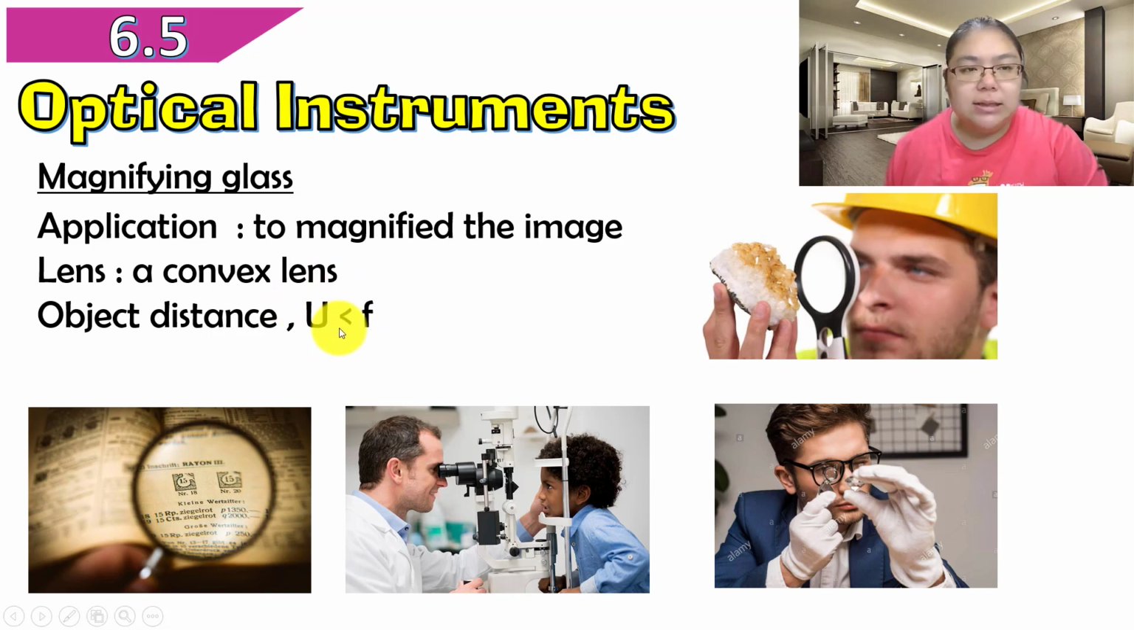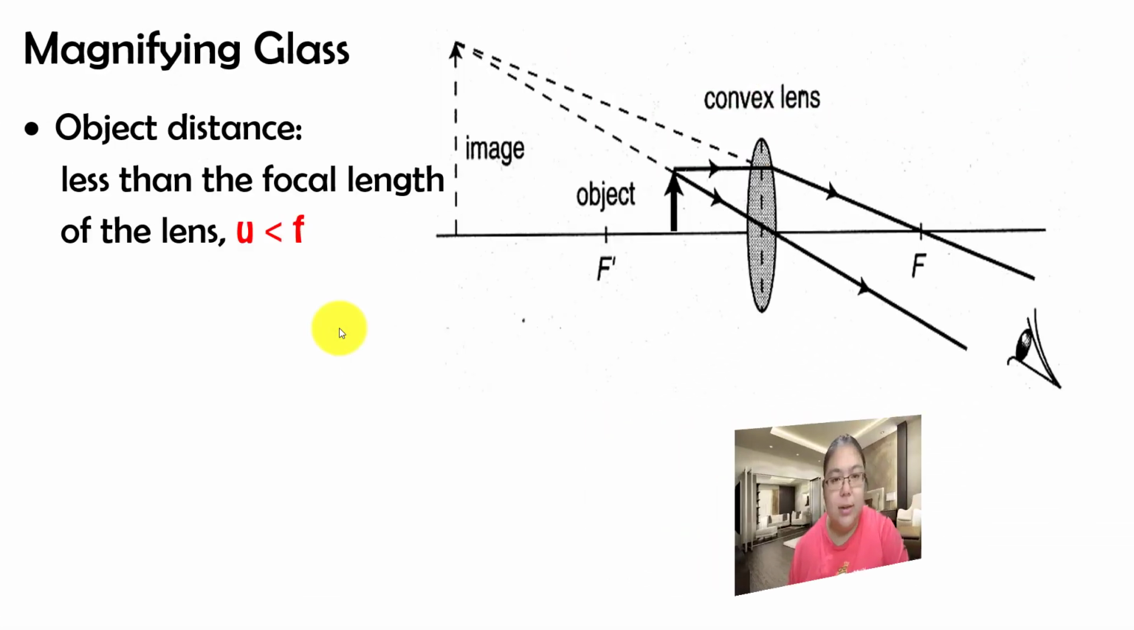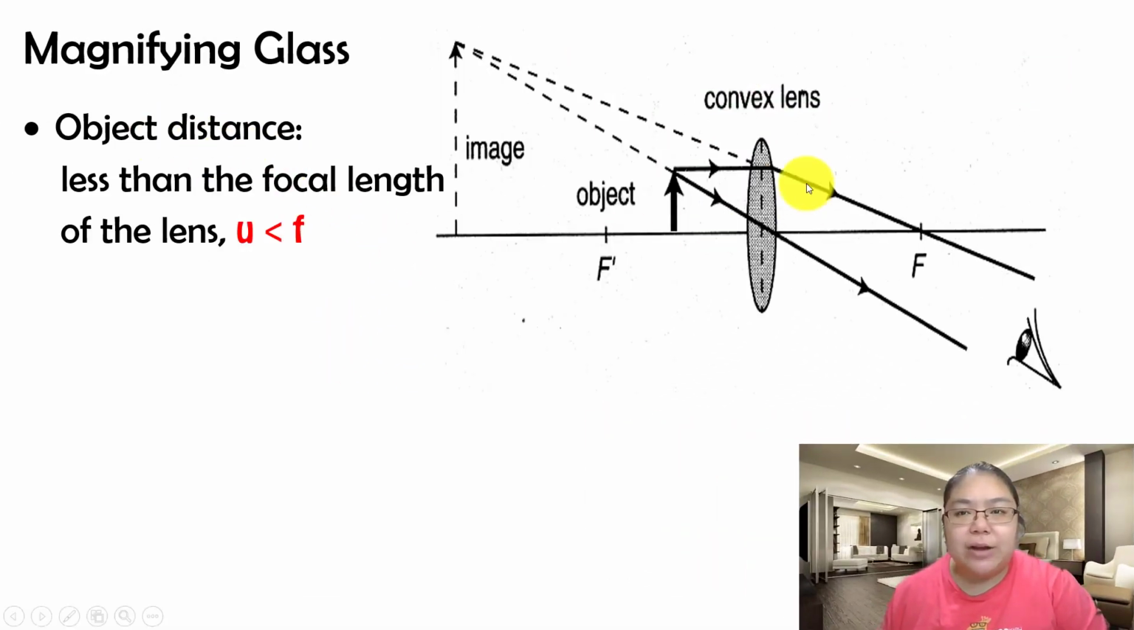Okay, let's see the next one. Now this is a diagram for the magnifying glass. Remember, u is less than f when we draw the lens diagram? Object distance is less than the focal length. That means your object is near the lens, not far away from f, still between the lens and f. So we say the object distance is less than f.